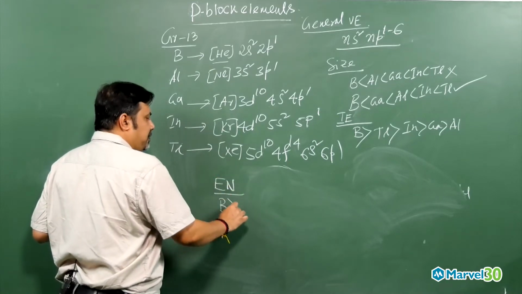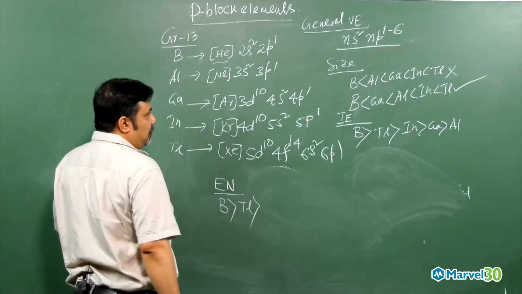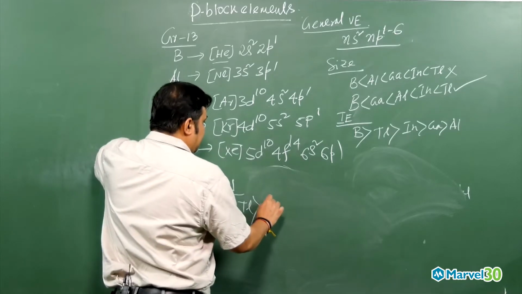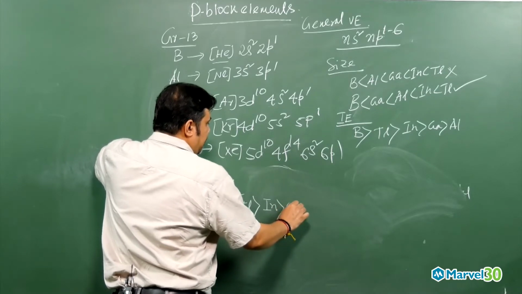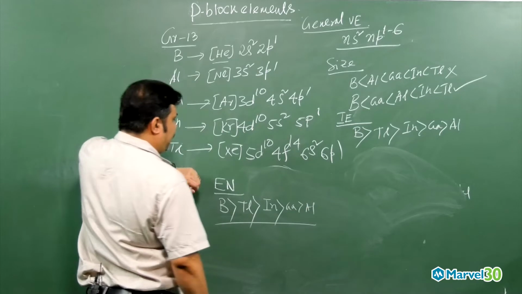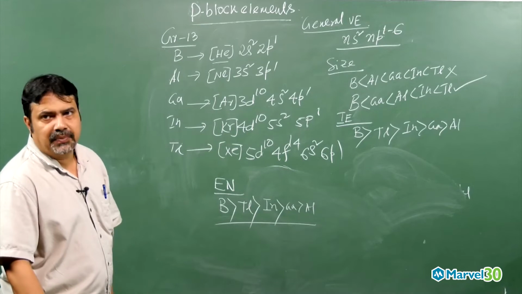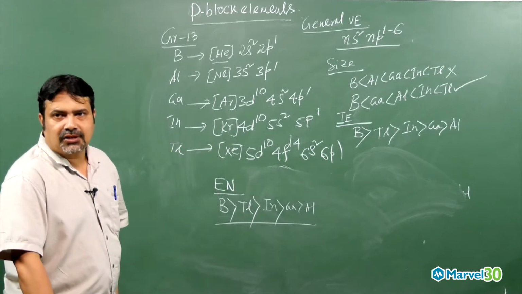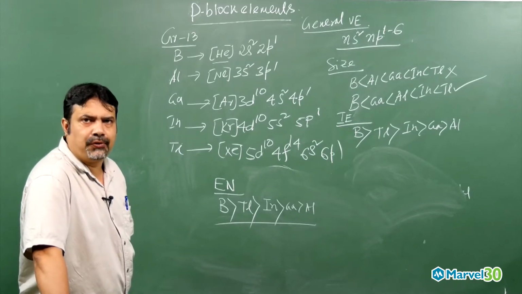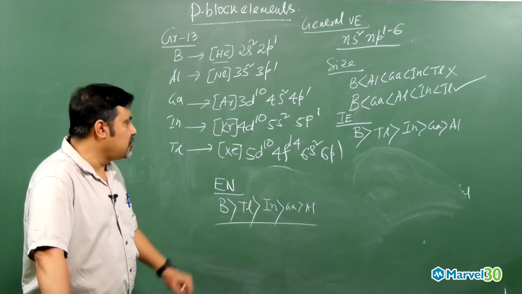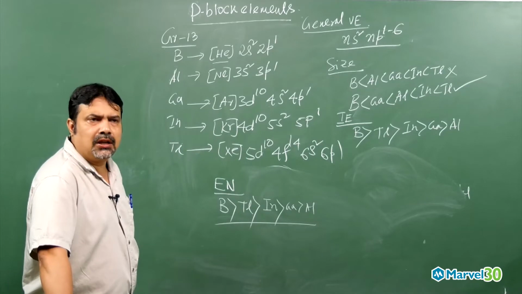Electronegativity order: observe boron, after that thallium, then indium, then gallium and aluminium. Almost the same order will be followed, for the same reason I explained. Because of poor shielding of d and f orbitals, the nucleus will be more powerful in attracting the electron. That is why this order will be followed. So this is ionization energy, size, electronegativity, all those we explained.